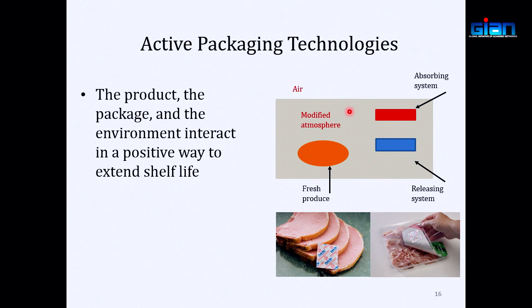And then this will modify the atmosphere within a package with the intention of extending its shelf life. So for example, in the case of meat packaging, you see these meat slices, and then you have this sachet which contains some chemicals. But these chemicals are not actually coming in direct contact with your meat. What kind of things may be in this sachet? Can you think of it?